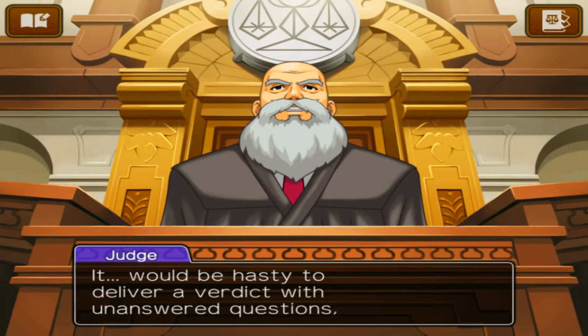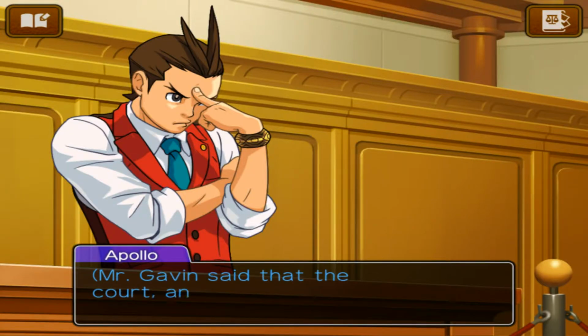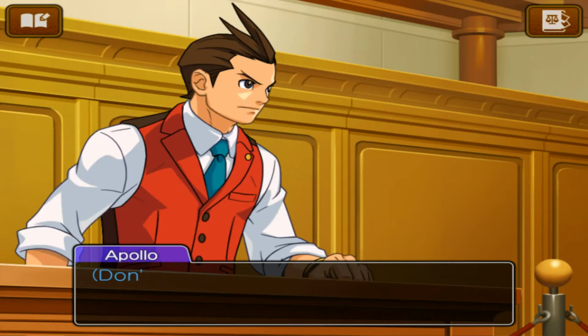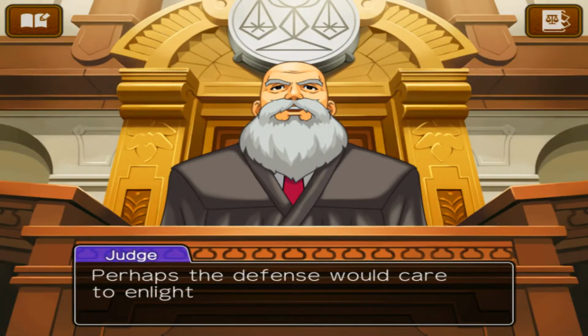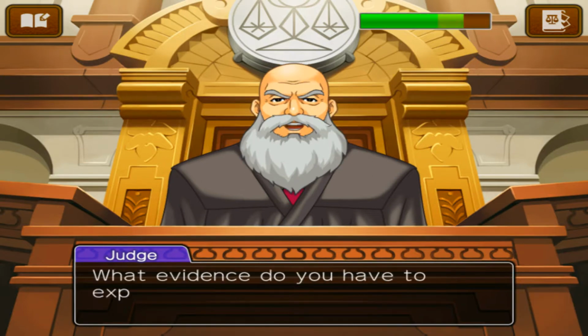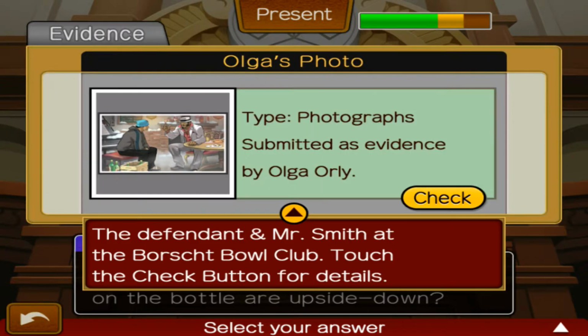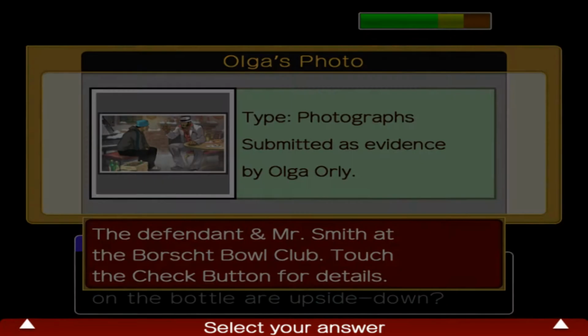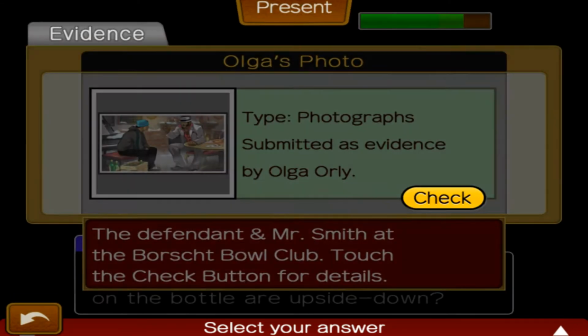It would be hasty to deliver a verdict with unanswered questions, indeed. Well, Mr. Gavin said that the court in this case demanded an explanation. Perhaps the defence would care to enlighten the court. What evidence do you have to explain why the fingerprints on the bottle are upside down? Yes, this one. Because look. They're all lower. So in order to actually pick it up without crouching down to get it, I would say that's it.